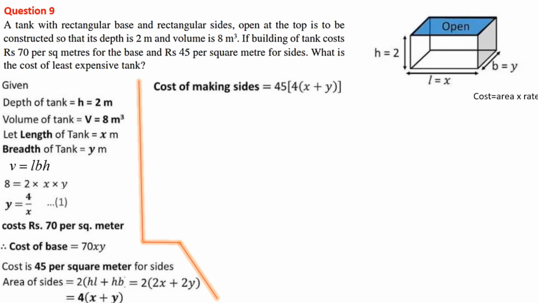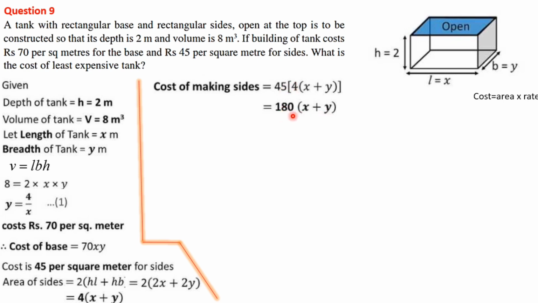Next, cost of making sides. Cost of making sides means area into rate. What is the area? Area we have calculated here as 4 into x plus y, into rate. Rate is 45. So 45 into 4 into x plus y. That is 45 into 4 is 190.